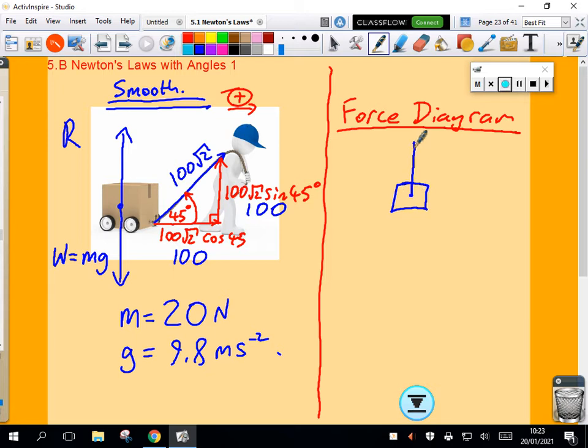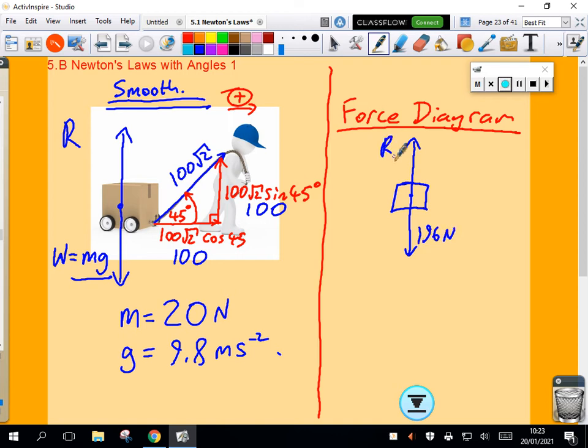The force diagram is just a picture of the box with all the forces acting on it. There's the upward force here, which we're calling the normal reaction. There's the downward force here, which is the weight, mg. The weight of this will be the mass times little g. Remember, weight is always mg. 20 times 9.8. Well, 10 times 9.8 would be 98. Double that, I think that's going to be 196. So there's 196 newtons pulling down on the box.